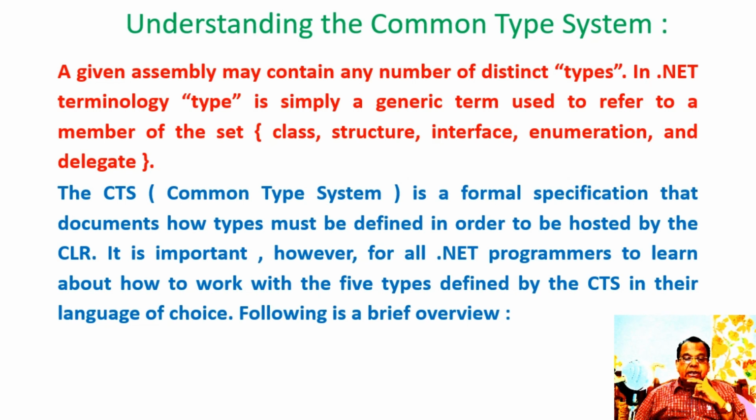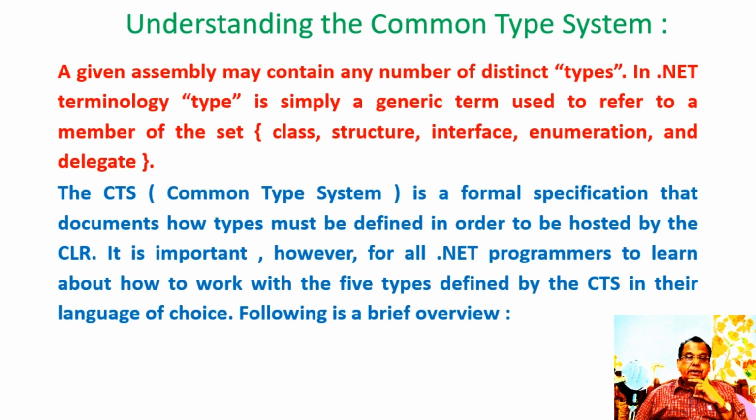Now look. The CTS, the common type system, is a formal specification that documents how types must be defined in order to be hosted by the CLR. It's important, however, for all .NET programmers to learn how to work with the 5 types defined by the CTS in their language of choice. Following is a brief overview.